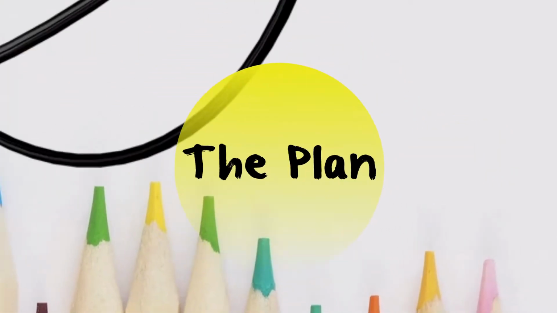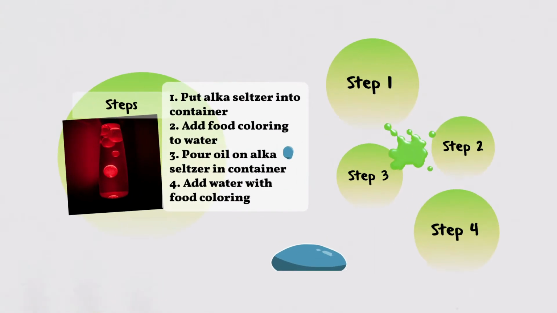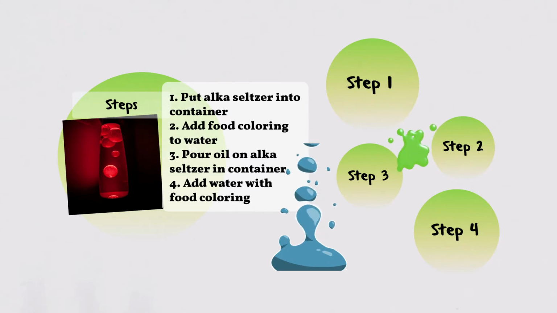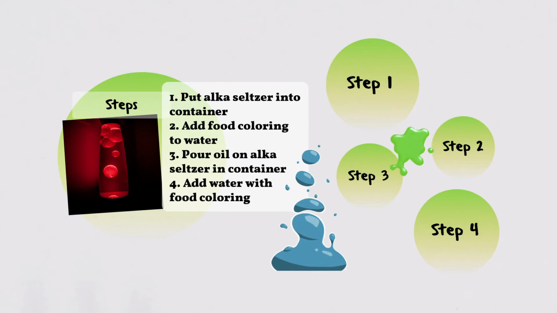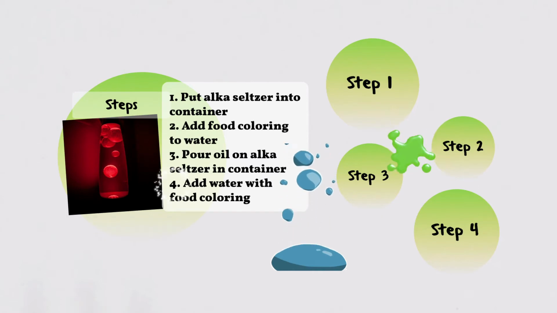So what are the steps involved? 1. Put Alka-Seltzer into the container. 2. Add food coloring to water. 3. Pour oil on the Alka-Seltzer in the container. And 4. Add water with food coloring.